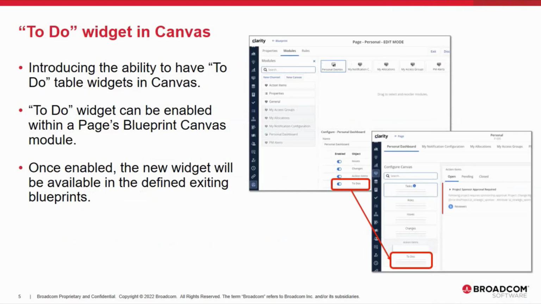The first is the to-do widget in Canvas. So starting 16.0.3, we are introducing the ability to have to-do table widgets in Canvas. The to-do widget can be enabled within the Pages Blueprint Canvas module. And once it is enabled, the new widget will be then available in the canvas for the page to be configured.